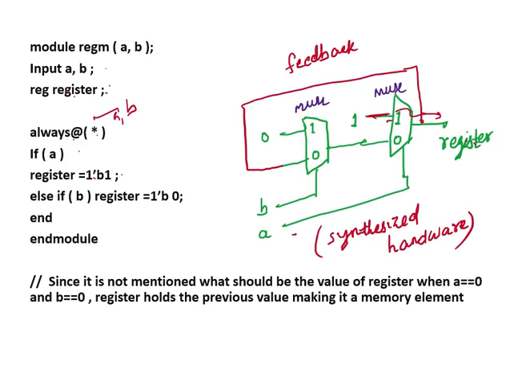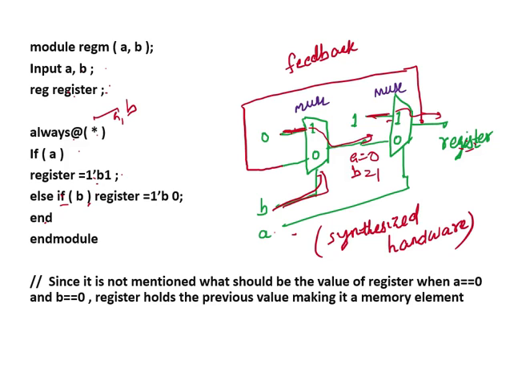Else if b equal to 1, meaning a equal to 0 and b equal to 1, then this will be assigned, so reg equal to 0.